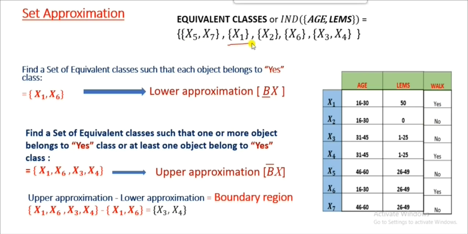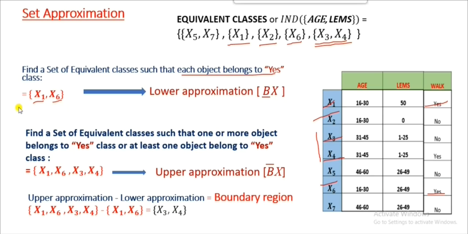Next, the equivalence class x1. x1 belongs to the yes class, so it is part of the set, because this condition is fulfilled by this particular equivalence class. Next, x2 belongs to the no class, so it is not included in the set. x6, yes, it belongs to the yes category, and that is the reason that it is part of the set. Next, x3, x4, this equivalence class. Let us see which class they belong to. x3 belongs to the no class, x4 falls in the yes class. So both of them do not belong to yes. Even though one of the objects belongs to the yes class, the other one, x3, does not fall in the yes class. The condition is that each of the objects should belong to the yes class. So the condition is not fulfilled, and this is the reason that this is not included in the set.